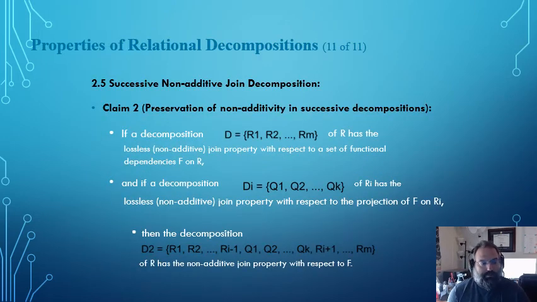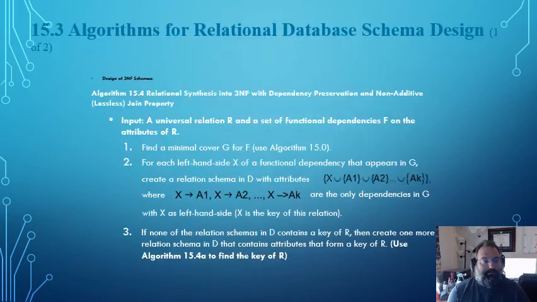Successive non-additive join decomposition. Claim 2, preservation of non-additive join in successive decompositions. If a decomposition D equals R1 through Rm of R has the lossless non-additive join property with respect to a set of functional dependencies F on R, and if a decomposition Di equals Q1 through Qk of Ri has the lossless non-additive join property with respect to the projection of F on Ri, then the decomposition D2 equals R1 through Ri-1, Q1 through Qk, Ri+1 through Rm of R has the non-additive join property with respect to F.